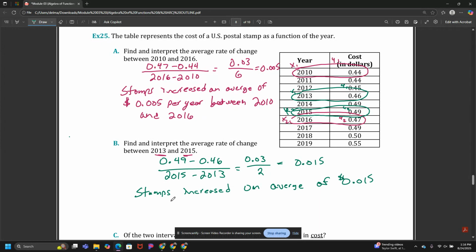so about 2 cents per year between 2013 and 2015.